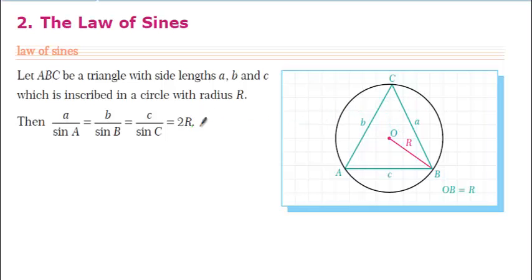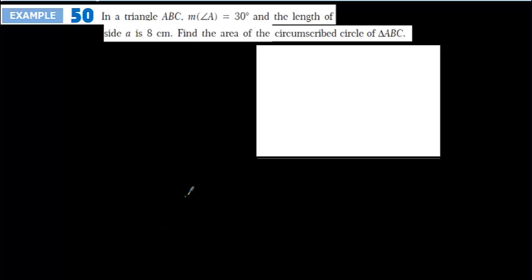Two times the radius of the circumscribed circle is equal to these ratios, which is c over sine C. With respect to this formula, we are going to find the sides of the triangle.